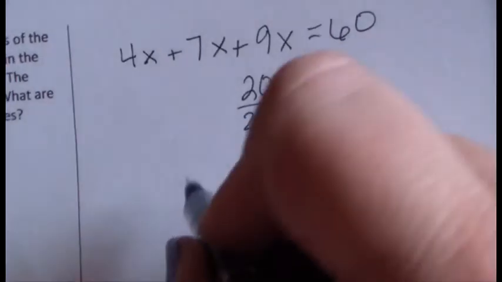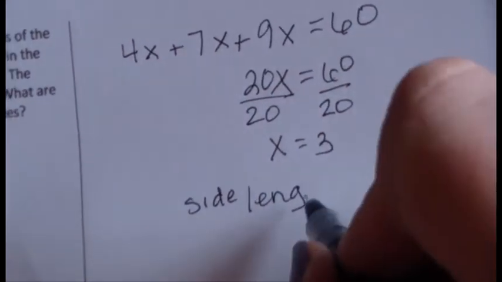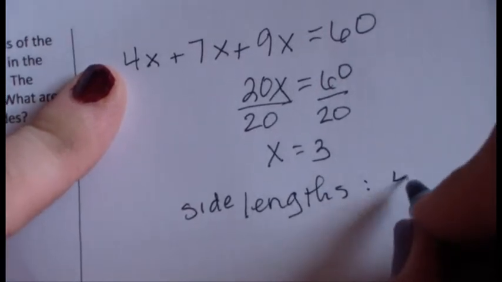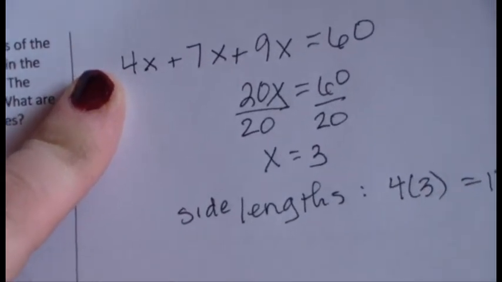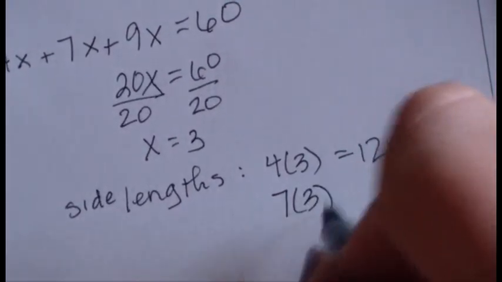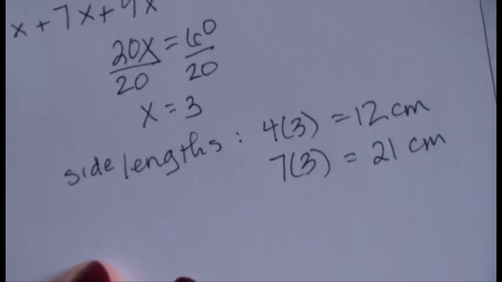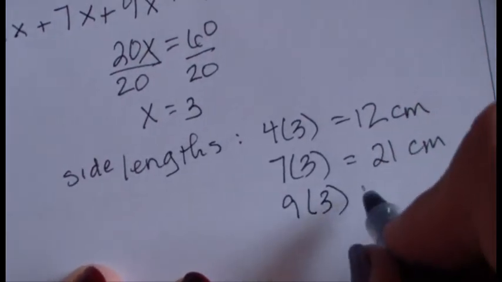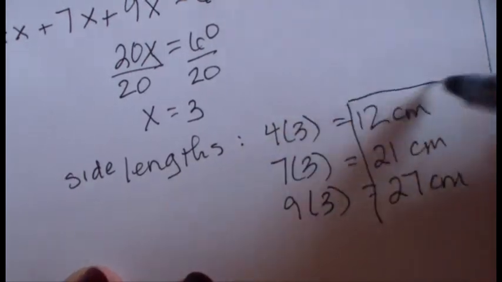So the side lengths: one of them was 4x, so 4 times 3 is 12 centimeters. Our next one was 7x, so 7 times 3 is 21 centimeters. And our last one was 9 times 3, so 27 centimeters. And there are the side lengths of your triangle.